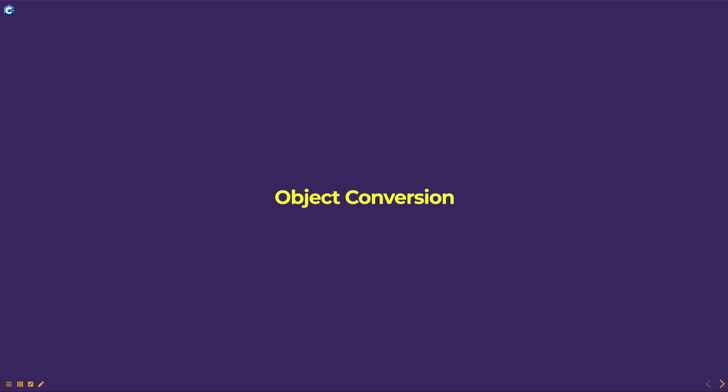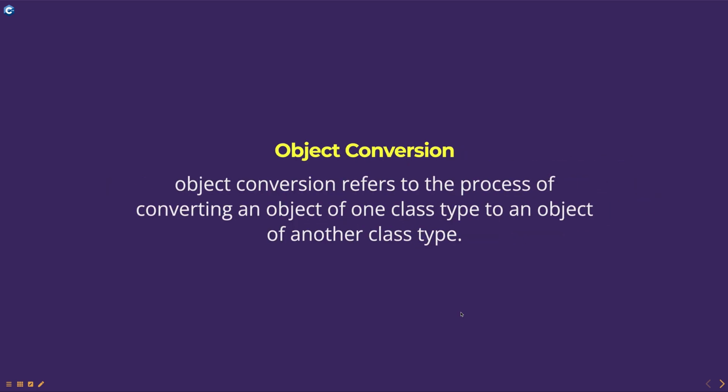Hello everyone. Today we are going to talk about object conversion, part of programming in C++ course. In C++, object conversion refers to the process of converting an object of one class type to another class type. There are two main ways to perform object conversion in C++.